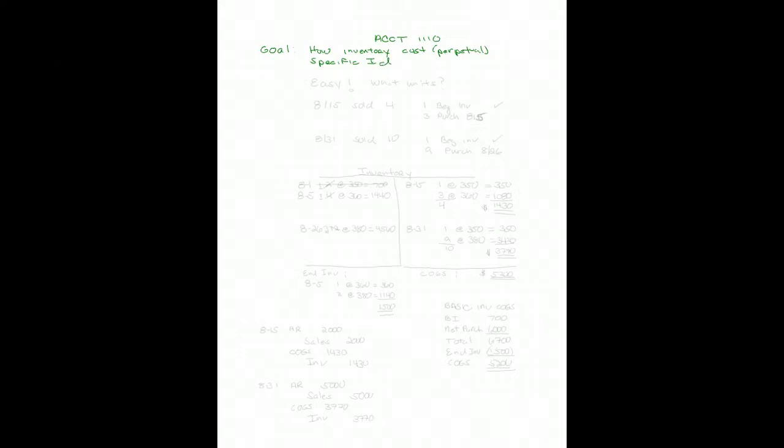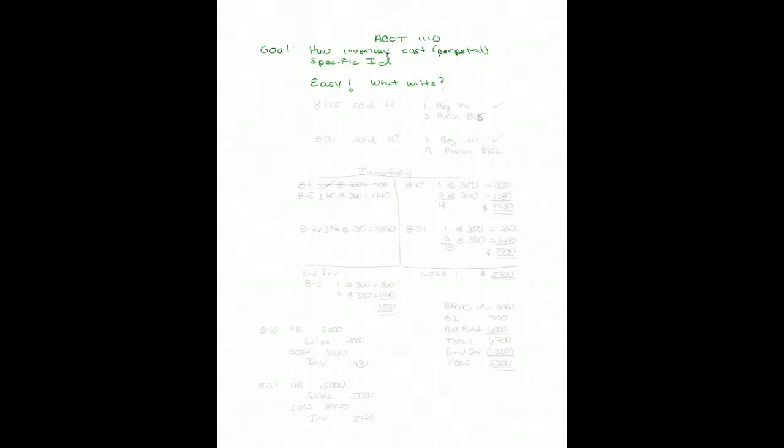This particular example is the first one that's done in your book, and if you're looking at your book to follow along, it would be the first example on page 368 in the Horngren 10th edition. And if you're not, you don't need it anyway, because I'm going to give you all of the facts. I like the specific ID because it's easy. I just need to know what units were sold from what batch. My accounting records would have to tell me that.